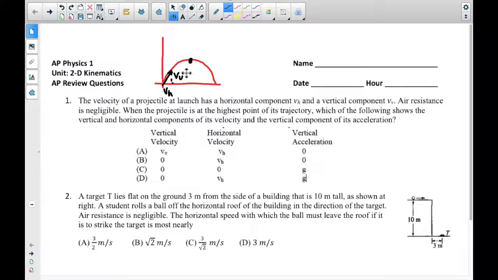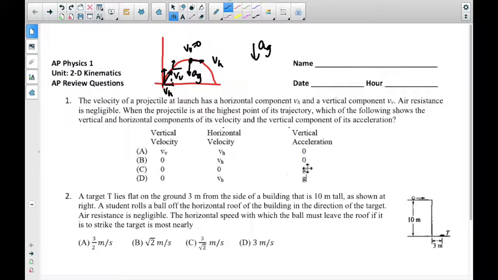Okay, so we've been talking about how the horizontal component is going to stay the same the whole time. So even at the top, it is going to have a horizontal component of velocity. But when it gets to the top, down here it had a large vertical component of velocity. It gets smaller, and at the very top, its vertical velocity is 0. And then the last part of the question is, what is the vertical component of its acceleration? Well, the vertical component of acceleration is always the acceleration due to gravity. And so that's what we have going on here, the acceleration due to gravity.